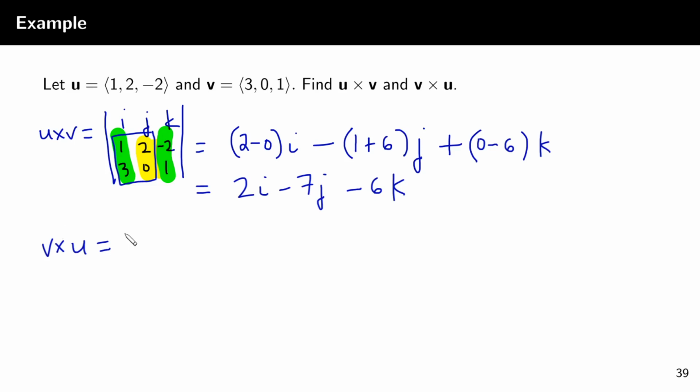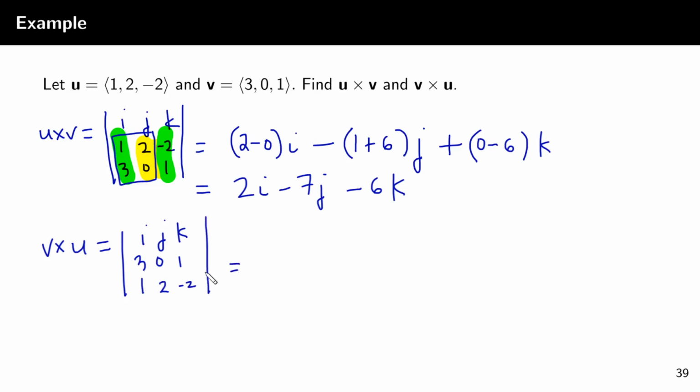And you will immediately notice that, unlike the dot product, our cross product is not commutative. But there is a relationship between u cross v and v cross u. So, when you compute this using the determinant, I, j, k, and then in the second row are the components of v, which is 3, 0, 1. Third row naman are the components of u, which is 1, 2, negative 2.